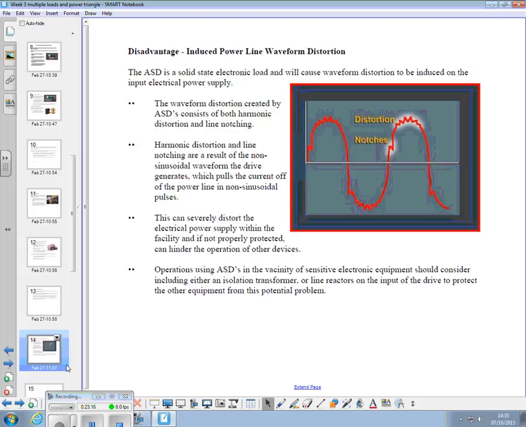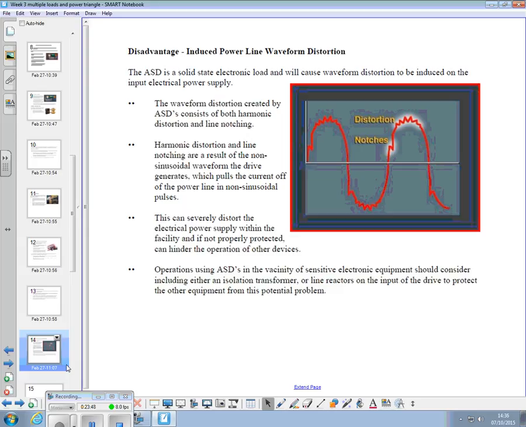Induced power line waveform distortion. The ISD, as a solid state electronic load, will cause waveform distortion to be induced on the electrical input supply, the supply coming in. Now, if that's not dealt with, what it's effectively doing is going to distort the national grid to a certain extent. You're distorting the incoming waveform, which is not a good idea.